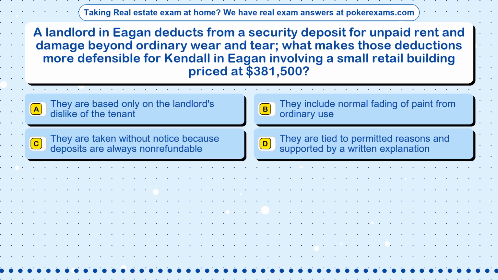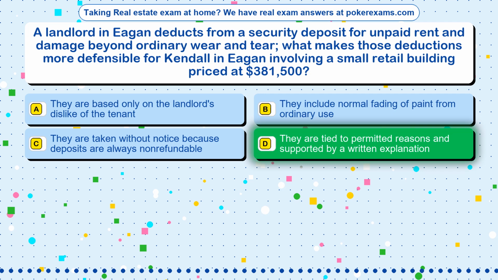Question 68. A landlord in Eagan deducts from a security deposit for unpaid rent and damage beyond ordinary wear and tear. What makes those deductions more defensible for Kendall in Eagan involving a small retail building priced at $381,500? Option A. They are based only on the landlord's dislike of the tenant. Option B. They include normal fading of paint from ordinary use. Option C. They are taken without notice because deposits are always non-refundable. Option D. They are tied to permitted reasons and supported by a written explanation.